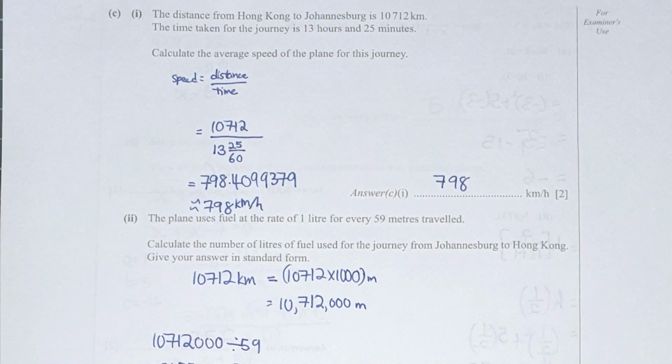Section C number 1, average speed of this plane will be taking speed equals distance over time. Distance is 10,712. The time is 13 hours 25 over 60. Do take note that because the unit is in hours, all the minutes are required to be adjusted and changed. So your average speed of it will be 798 kilometers per hour.